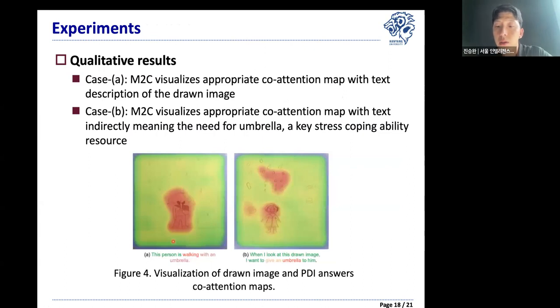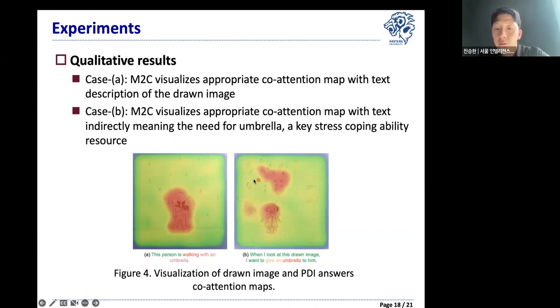This slide shows our qualitative results. Each figure shows one drone image and the PDI answer sentence with the highest weight in the prediction stage of M2C. Let's look at case A. Ground truth of case A is not stressed. Our model M2C also predicted it as not stressed and visualized an appropriate co-attention map, as you can see, with a text description of the drone image. Red color means high attention weight and green color means low.